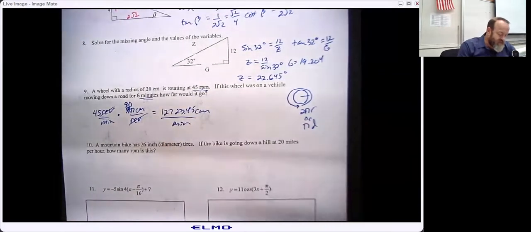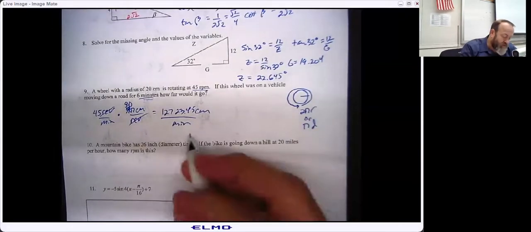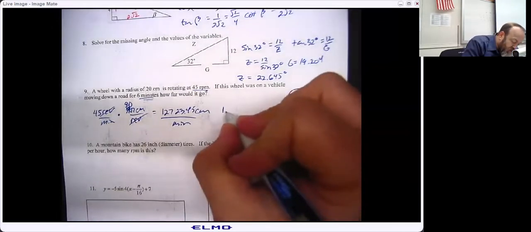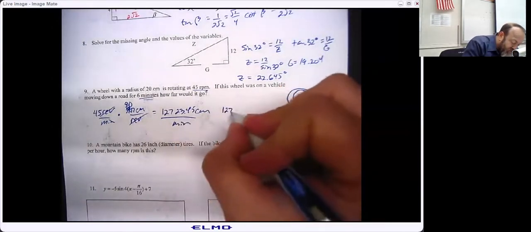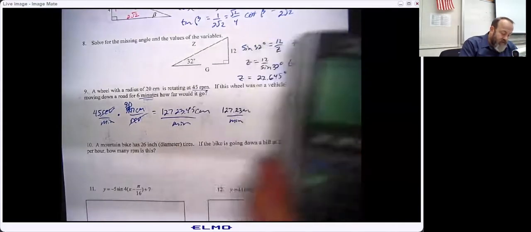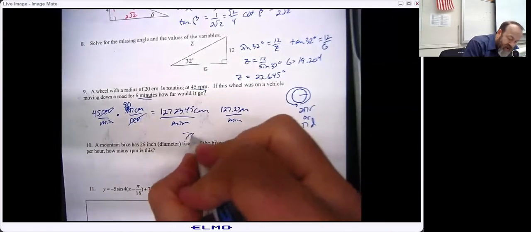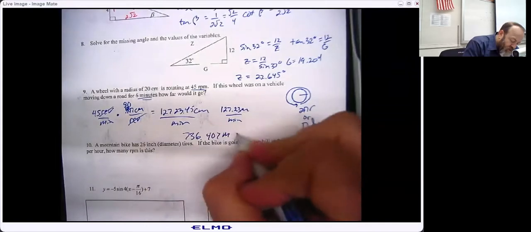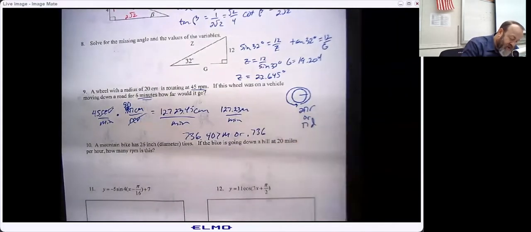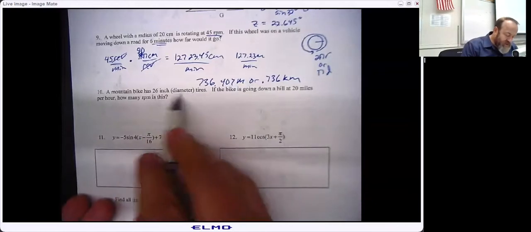Well, I mean, centa doesn't make sense. So let's go ahead and move this over by 2, because centimeters is 1/100th of a meter. So this would be 127.23 meters per minute. And so if I were to move that over by that 2, and then I'm going to go ahead and multiply by 6 because it says 6 minutes, that would either be 763.407 meters or 0.736 kilometers. Because remember, a kilometer is 1/1000th of a meter. There we go.